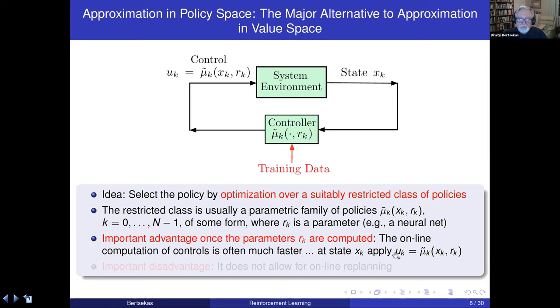But there is also an important disadvantage. Once we choose the controller, once we fix these parameters, then we are stuck with these parameters. We cannot change them without a lot of training. So we cannot do online replanning. If the system changes on us as it's operating, then this controller, it's very hard to change it to do online replanning. That's an important disadvantage of approximation in policy space.